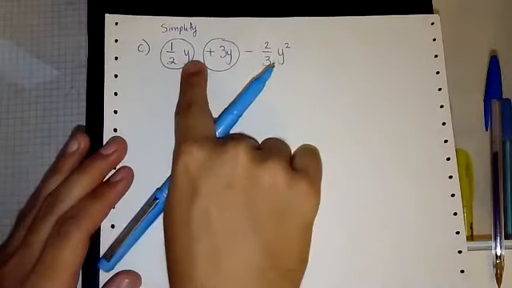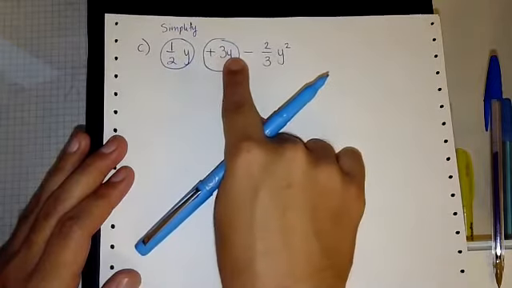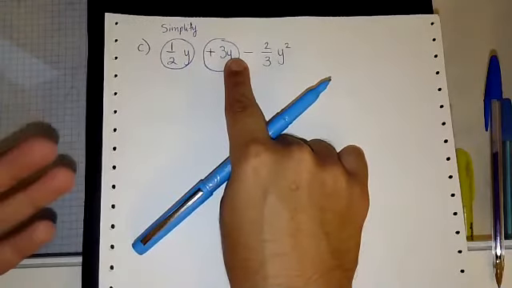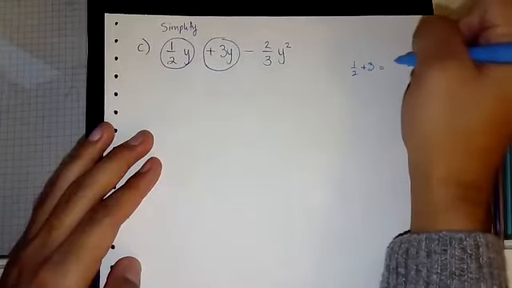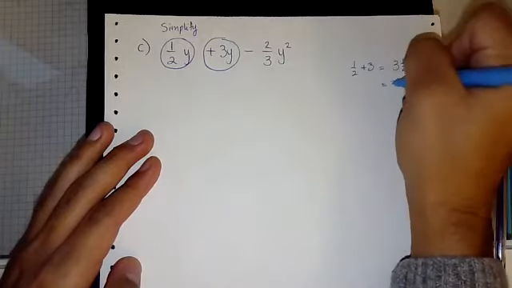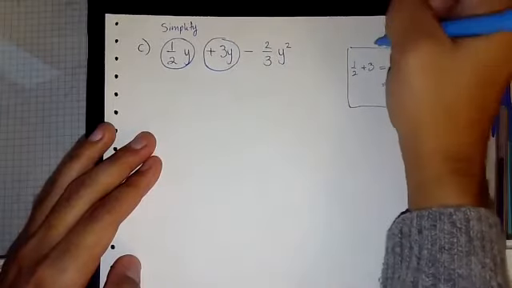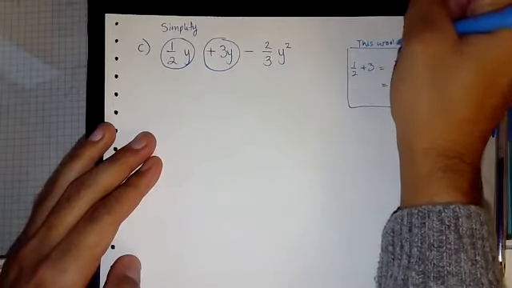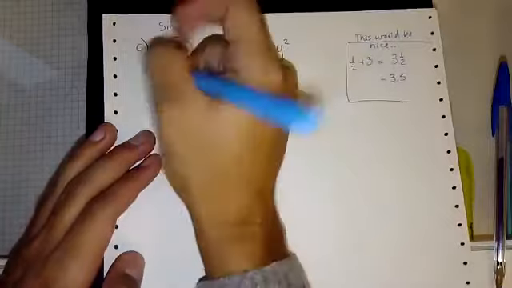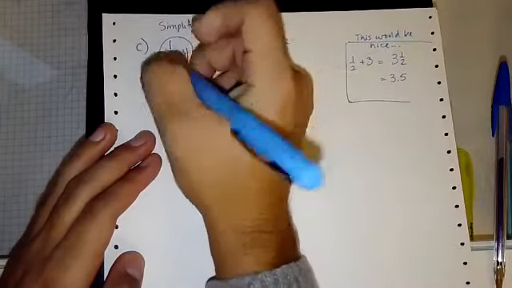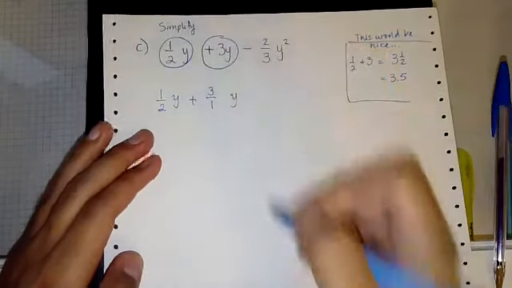So I have half of this object that I call y. So you could say I have half an apple, and I'm adding it to 3 apples. So I should have 3.5 apples. That would be nice, 1/2 plus 3 is equal to 3.5, but we really want to keep everything as a fraction. So what we're going to do instead is call this 1/2 of this object y plus 3/1 y.